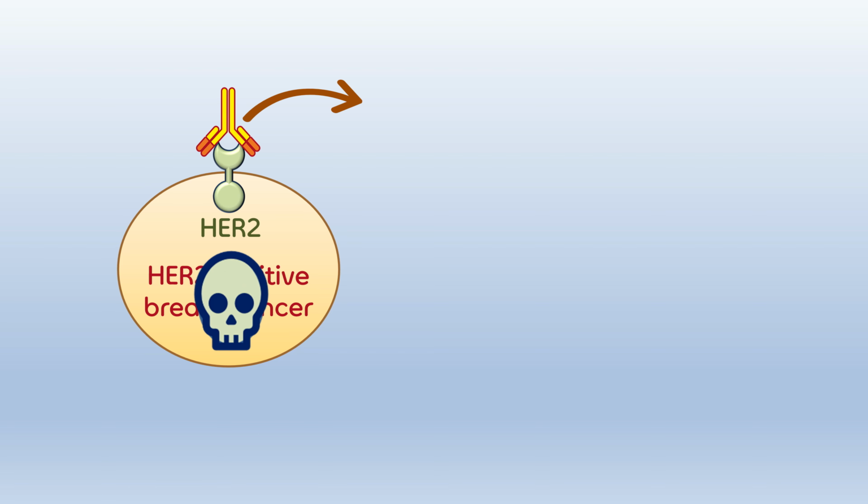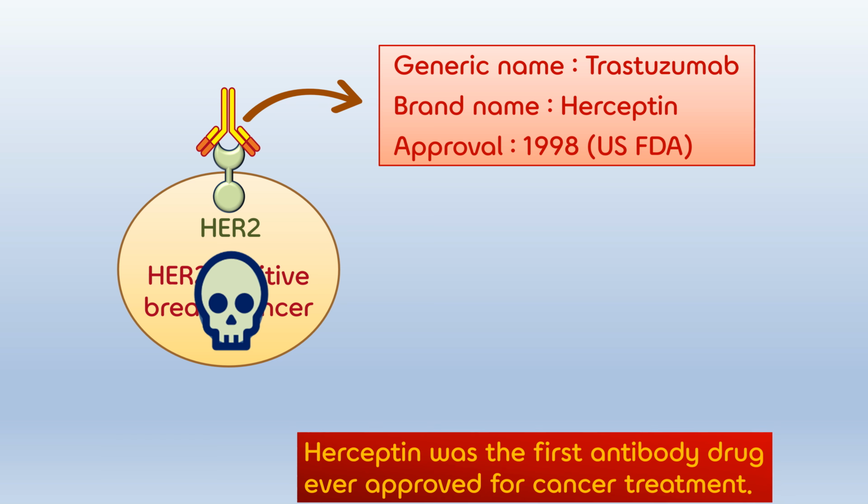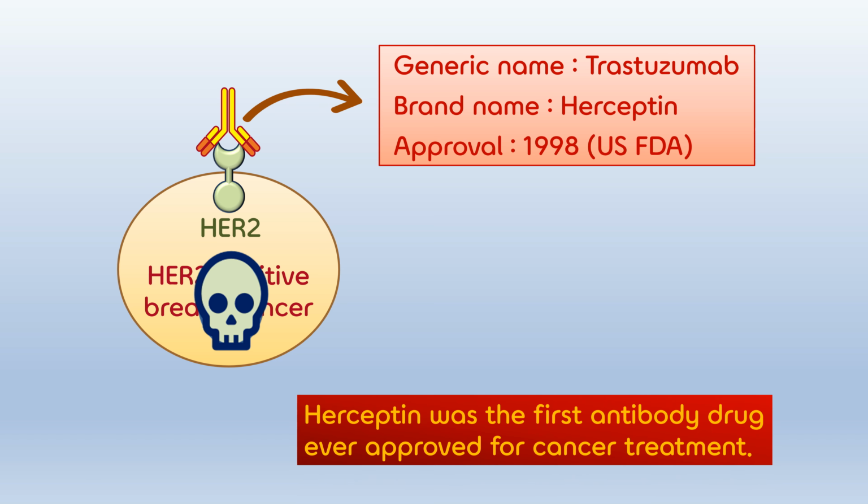Researchers developed antibodies that attach only to HER2, and when tested, they worked. Tumors shrank. Among these, the most famous is trastuzumab, approved by the US FDA in 1998. Its brand name is Herceptin, and it is still widely used today. In fact, Herceptin was the first antibody drug ever approved for cancer treatment.